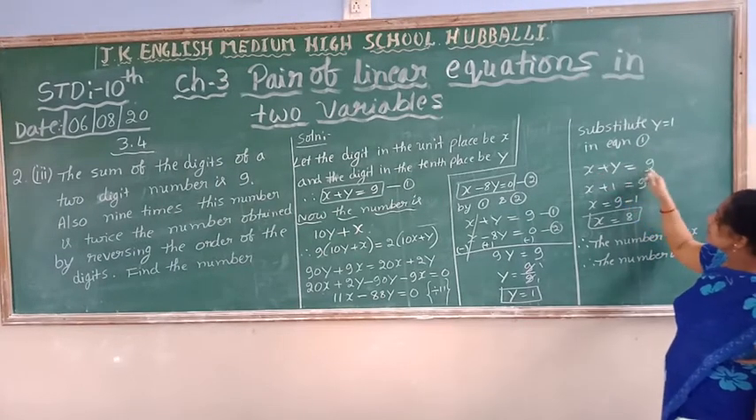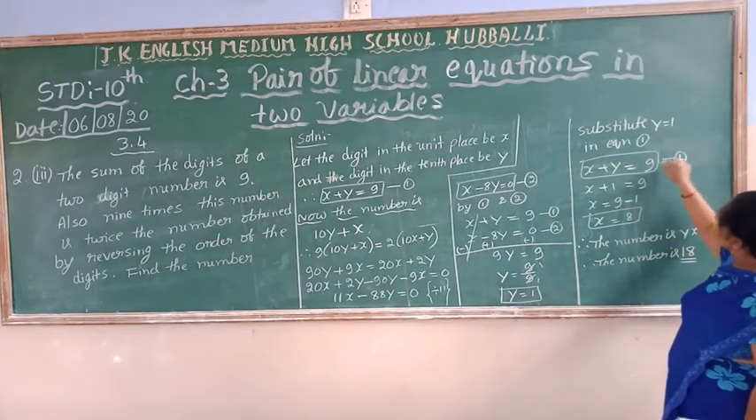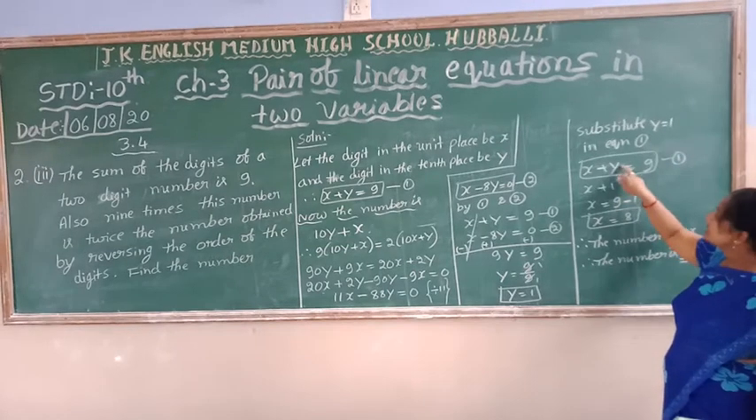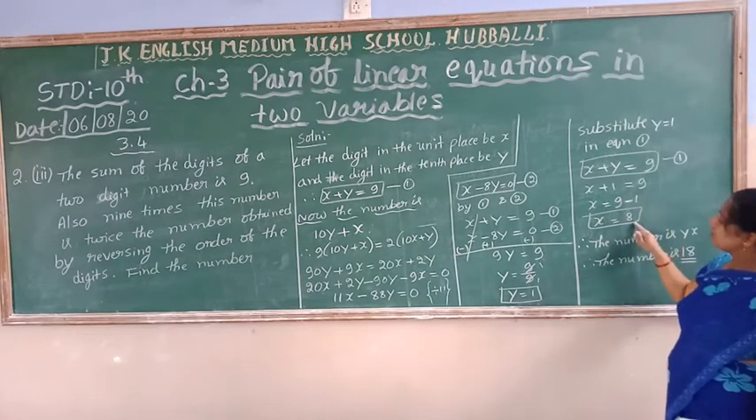So x plus y is equal to 9 is equation 1 now. So we will consider equation 1. In this equation 1, in place of y, we will substitute 1. Then x plus 1 is equal to 9. Then x is equal to 9 minus 1. x is equal to 8.